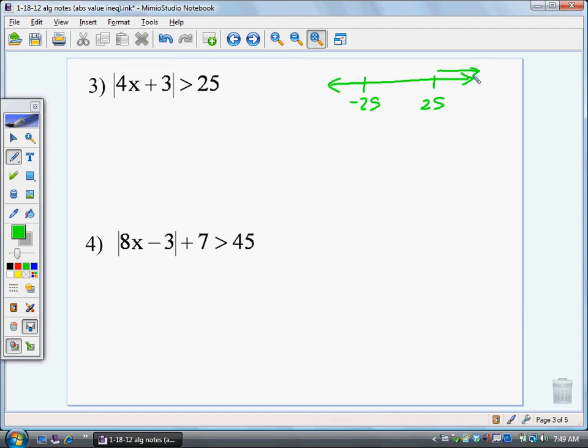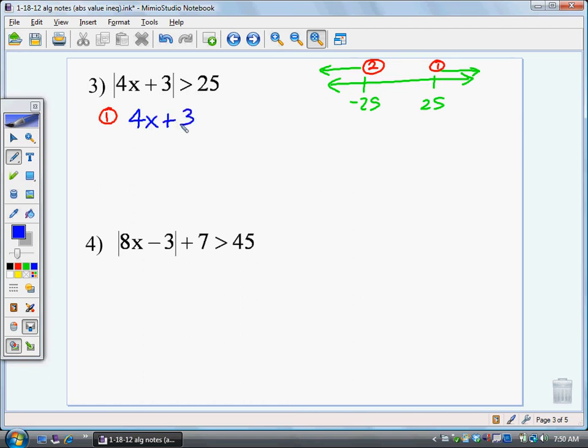Numbers that have an absolute value greater would be to the right of 25. They'd be to the left of negative 25. So I'll get two inequalities again. I'll number the arrows that are going to help me write the inequalities I need to solve. The first one would be 4x plus 3. That's the stuff inside the absolute value symbol.